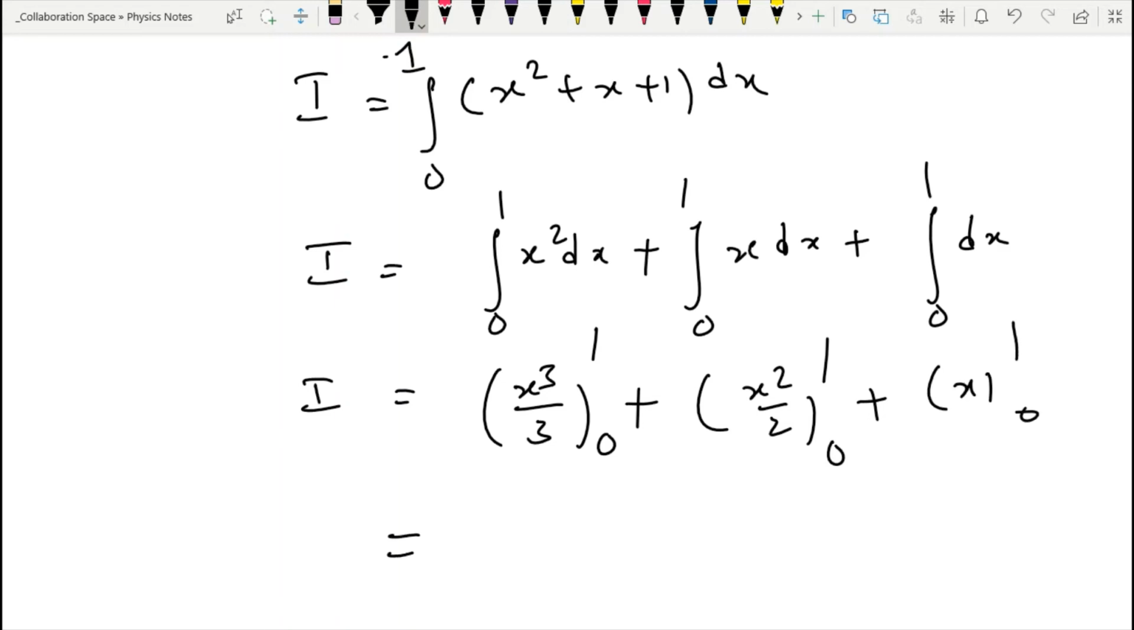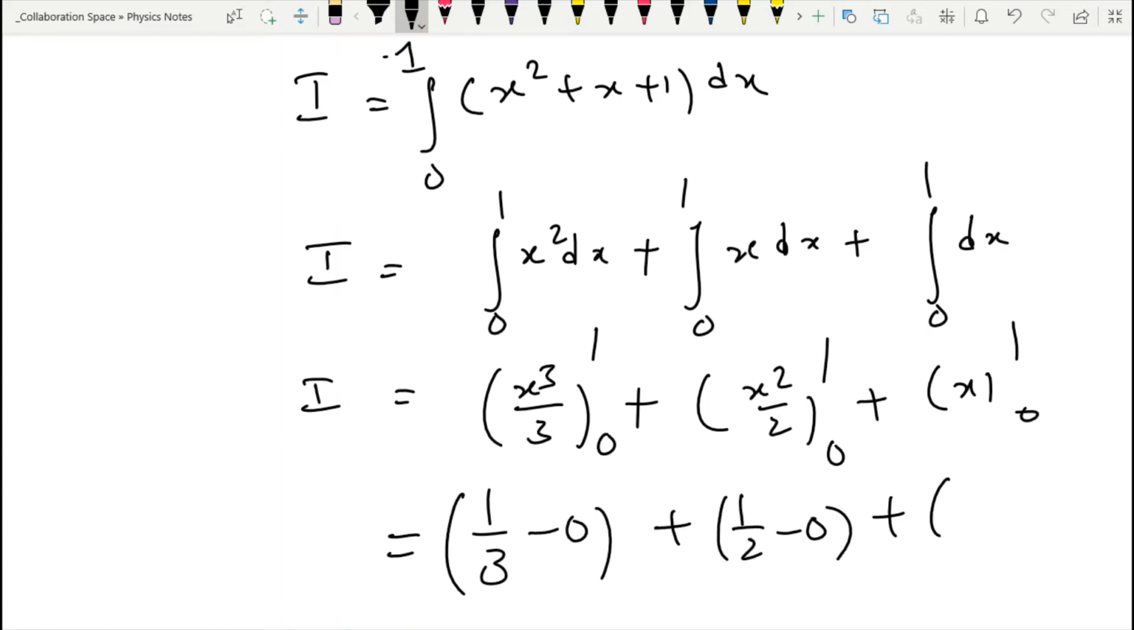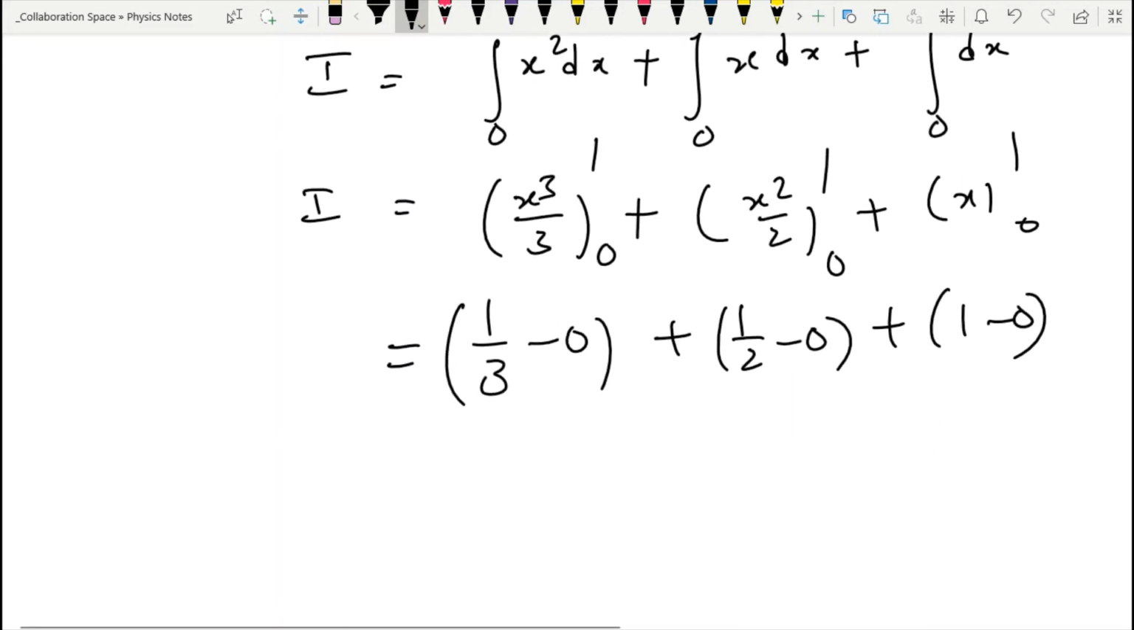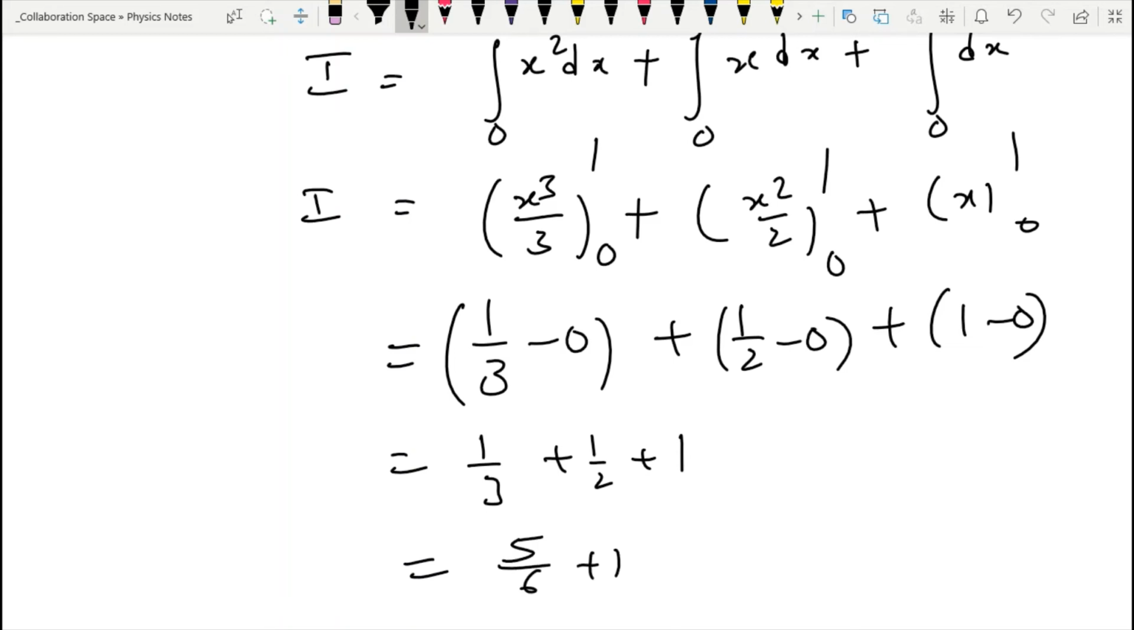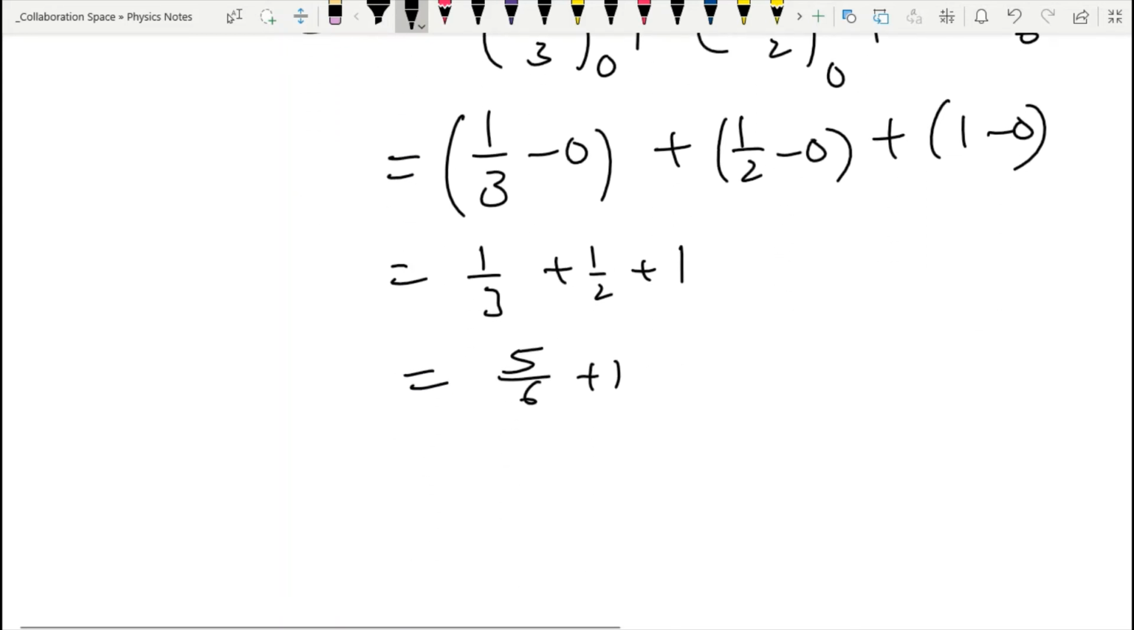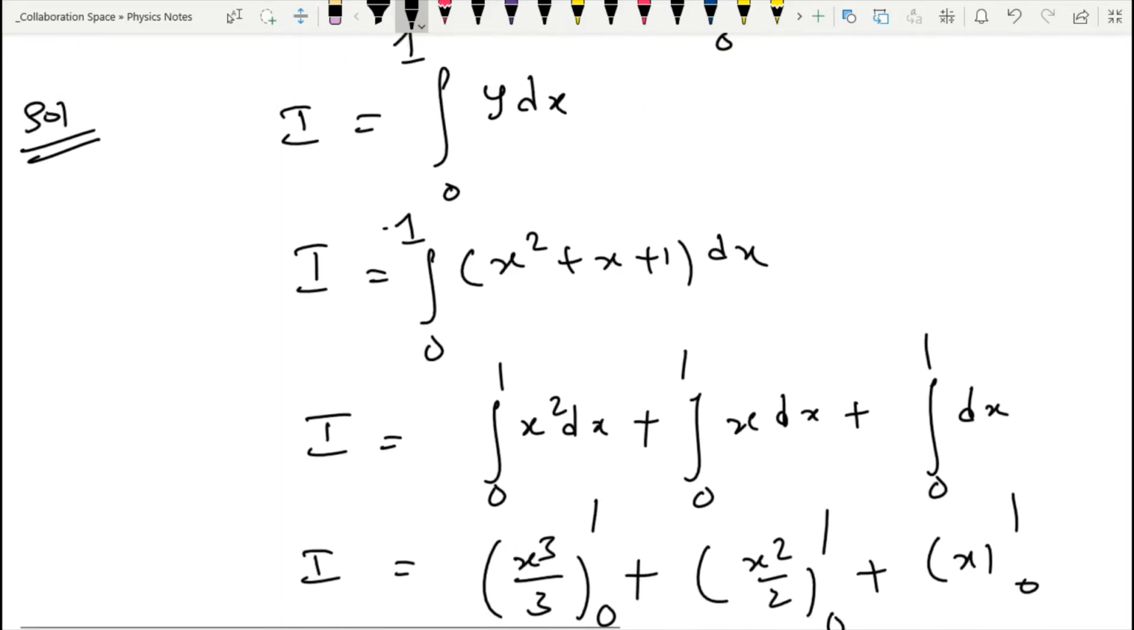So if you apply the limit, upper limit first, 1 by 3 minus 0. Next here also you have to apply the limit, 1 by 2 minus 0. Here also you have to apply the limit, 1 minus 0. So what are you getting? 1 by 3 plus 1 by 2 plus 1. So here we are getting 5 by 6 plus 1. So 5 by 6 plus 1 is 11 by 6. That is the value of the integration. Any doubt, students?